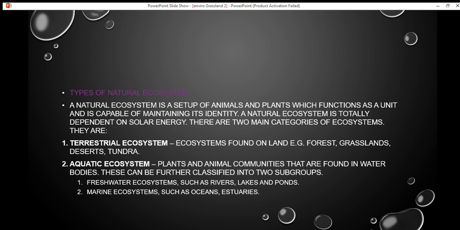Now we have types of natural ecosystems. There are a bunch of them. If we go on Google, we might find maybe 5 or 7. I'm not sure, but I got two from what I researched. Now, a natural ecosystem is a setup of animals and plants which functions as a unit and is capable of maintaining its identity. A natural ecosystem is totally dependent on solar energy.